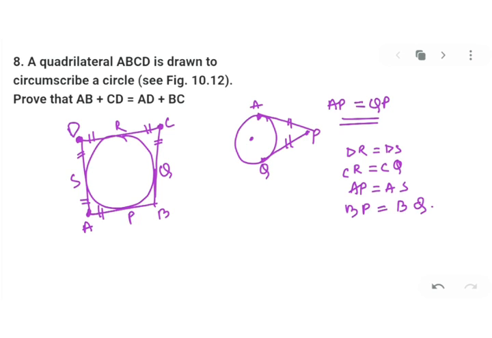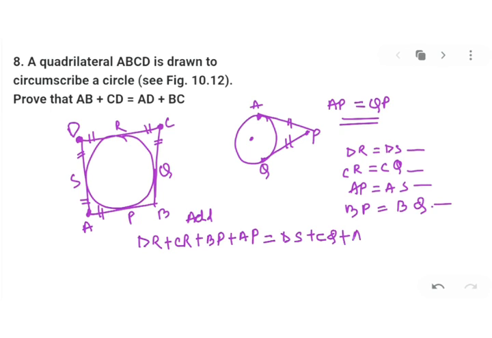Now my dear kids, if I number these equations as 1, 2, 3, 4 and I say to add all the four equations, I will get left hand side added DR plus CR plus BP plus AP will be equal to right hand side added, that is DS plus CQ plus AS plus BQ. Now if you will see, you have to just regroup and rearrange.